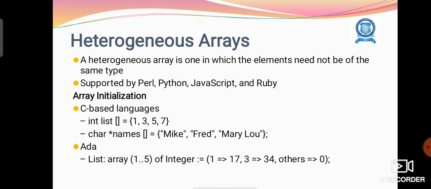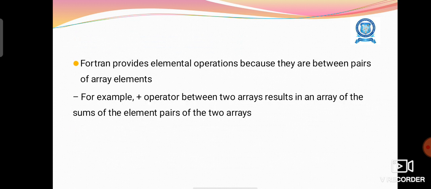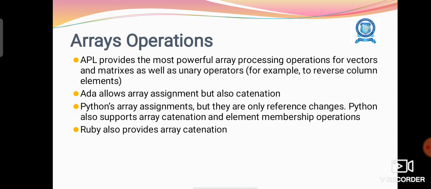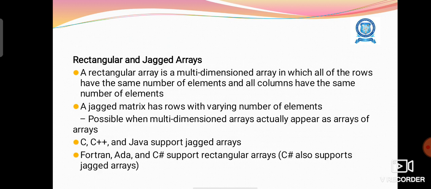Heterogeneous array. It is an array in which the elements need not be of the same type. The array can have mixed elements of different data types. Array operations. Arrays support several operations like concatenation. For example, this is applicable in Python. Ruby also supports array concatenation. The plus operator is used to concatenate the elements of two different arrays.